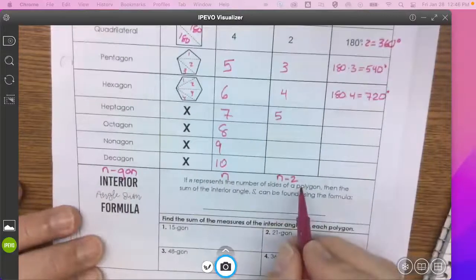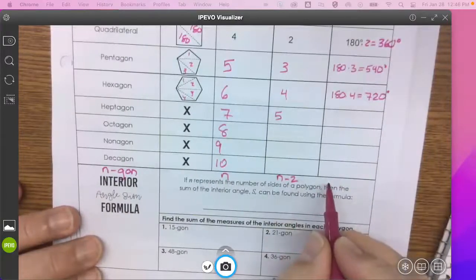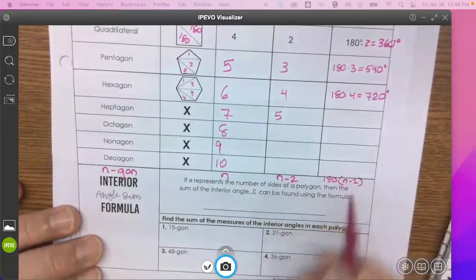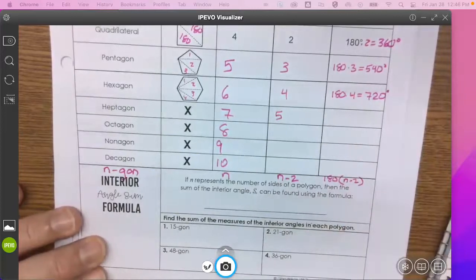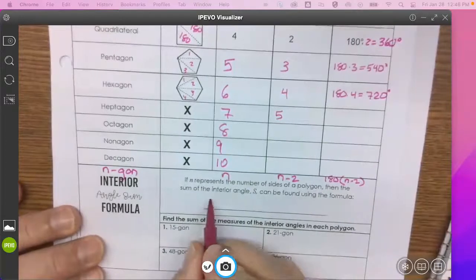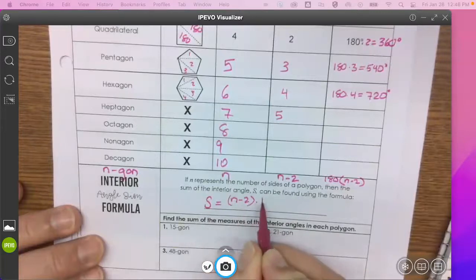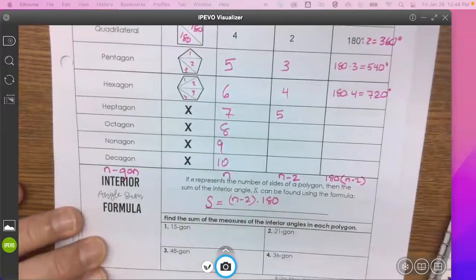And if it's n minus 2 triangles, what's the sum of the interior angles? It's going to be the 180 degrees for each triangle times n minus 2, which is the number of triangles. And this is our formula for S, the sum of the interior angles. It's equal to n minus 2 times 180 degrees.